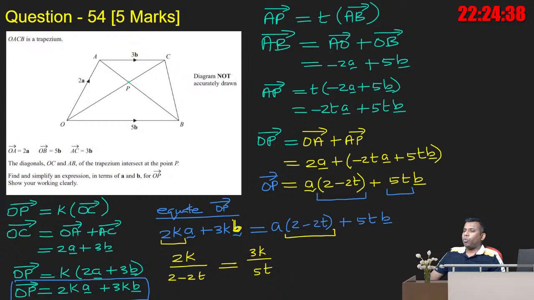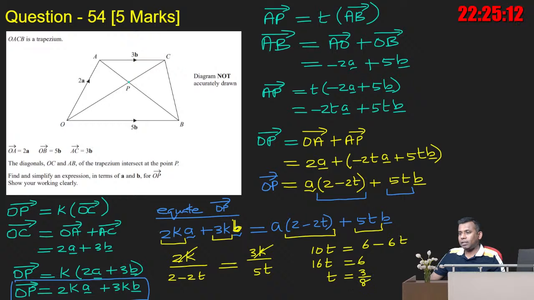Does that make sense? What I'm doing is taking the ratio: vector component A has to be in the same ratio as vector component B. So now k and k cancel off. If you cross multiply, 2 times 5t is 10t, equals 3 times 2 minus 6t, right? So it's going to be 16t equals 6. So t equals 6 over 16, so 3 over 8.